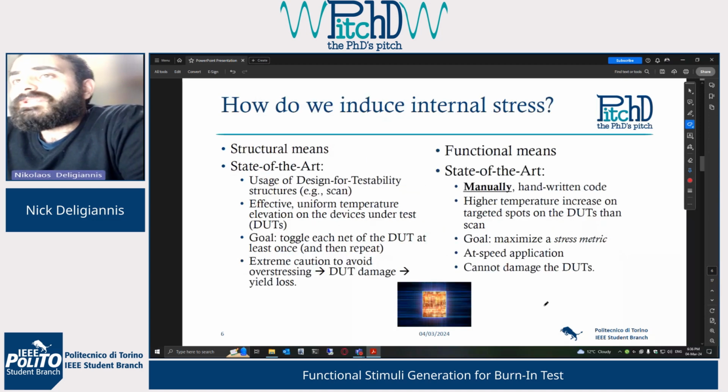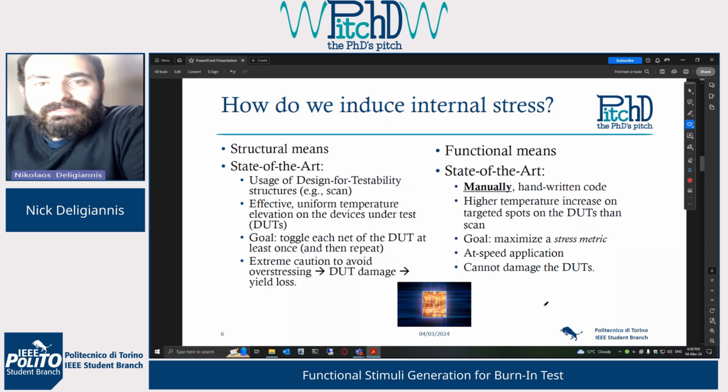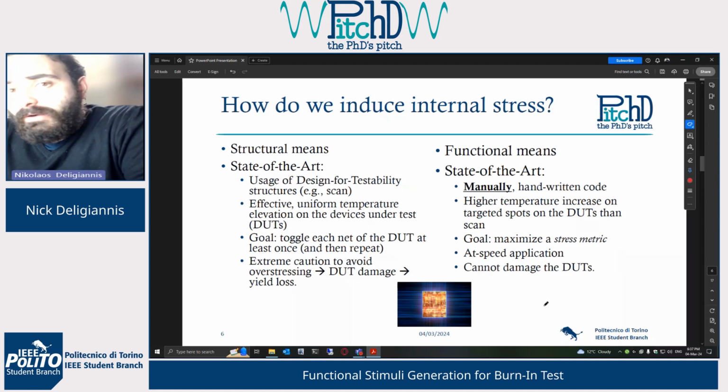And how do we do that? How do we solve it? We have two schools of thought. On the one hand, we have the structural means, which means that we can rely on top of some pre-existing design for testability infrastructures in the circuits, like, for example, the scan chain, some boundary scan, and so on. And we can perform the application of some specifically crafted patterns, which are applied with a goal, for example, to toggle each net of the device at least once, and then repeat again and again. Because as I mentioned, the burn-in typically lasts for hours and even days. It's a very long procedure.